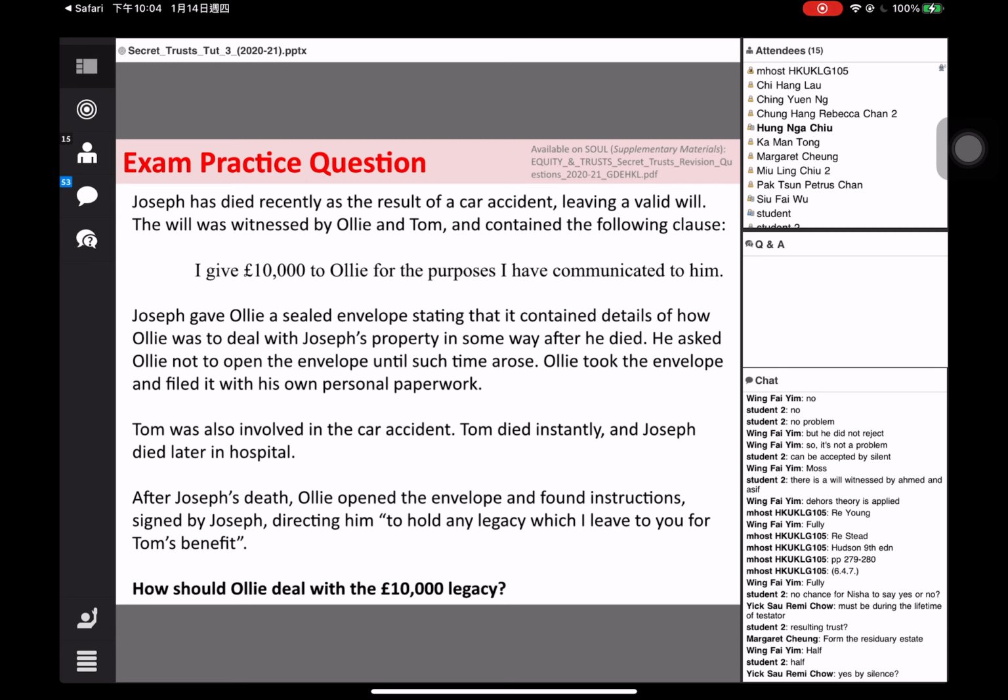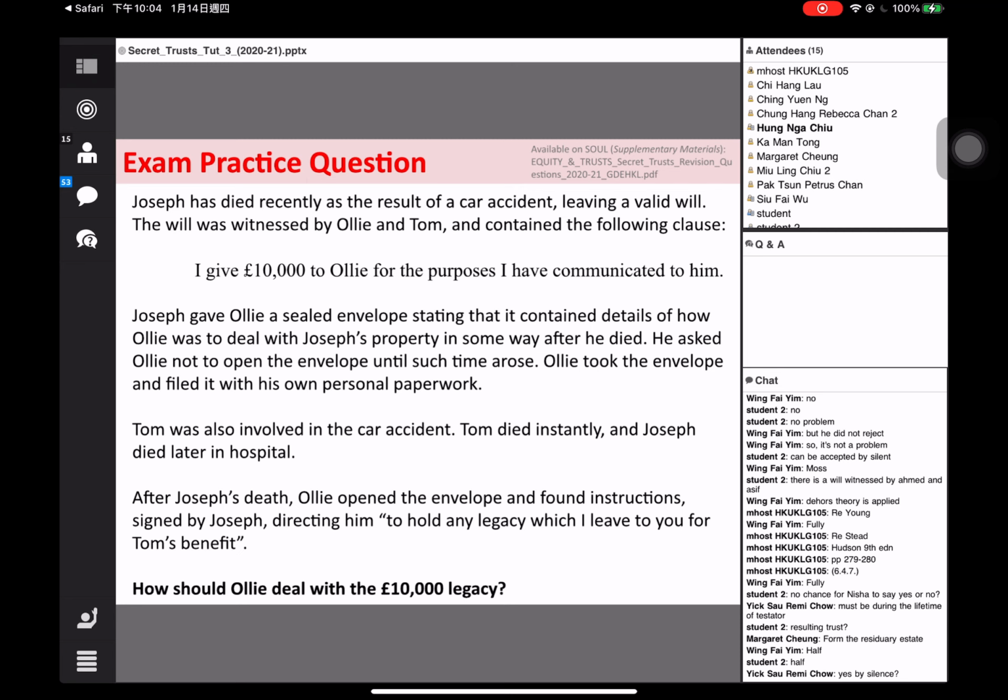Now, both Ollie and Tom were witnesses. Similar to the previous question, they're both witnesses to the will. And again, we've got this clash between the Wills Act and the operation of secret trusts. In particular, we have Section 15 of the Wills Act, which makes crystal clear that a person who witnesses a will cannot receive a benefit under it.